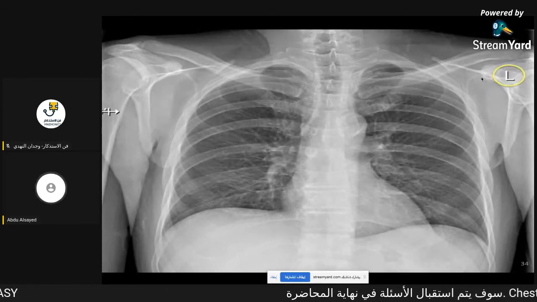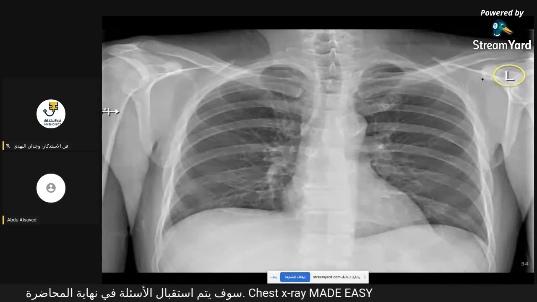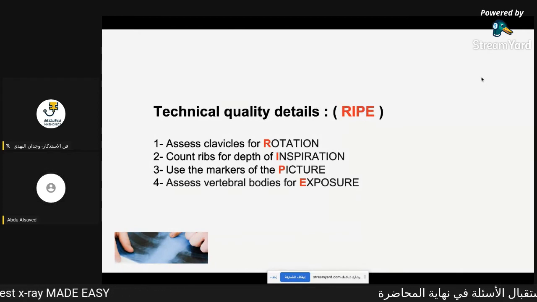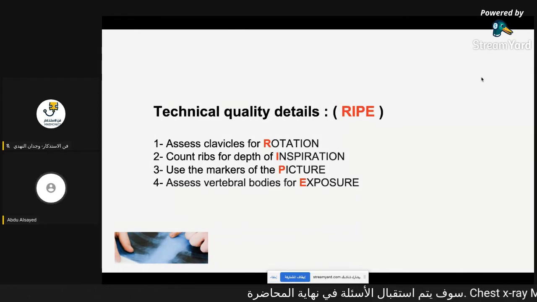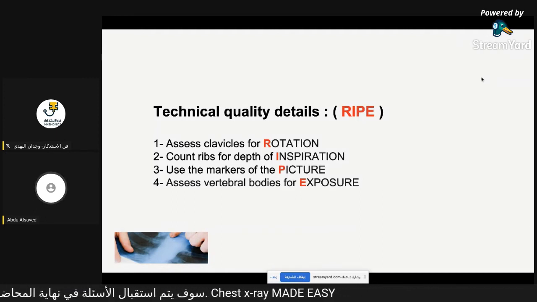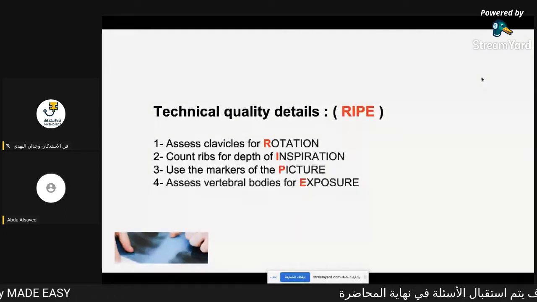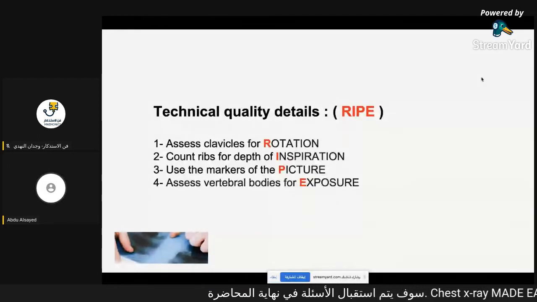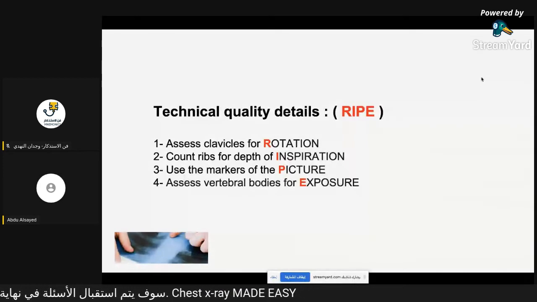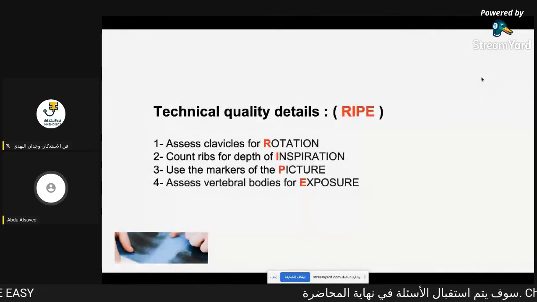How can we assess the quality of every chest X-ray? We can assess the rotation by the two clavicular heads. We can assess the inspiration or depth of inspiration by counting the anterior ribs and posterior ribs. Also we can use a marker, which can guide us for the direction. And we can assess the vertebral bodies for exposure. As we mentioned before, they should appear a little bit, not too much penetration and not too minimal penetration.